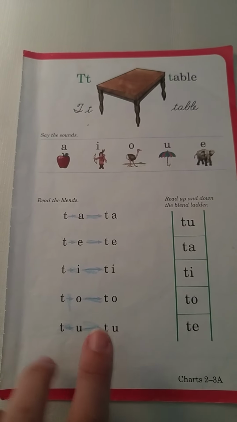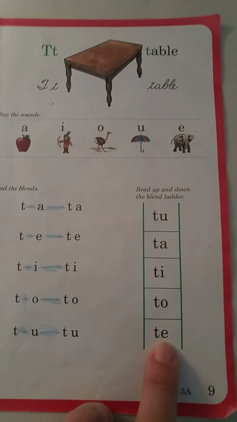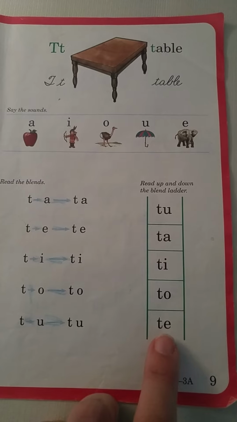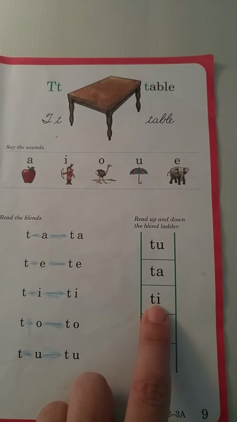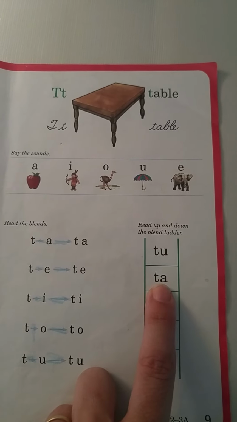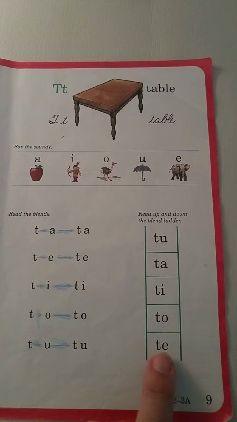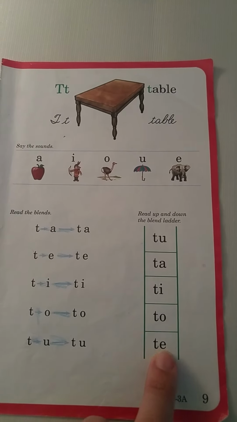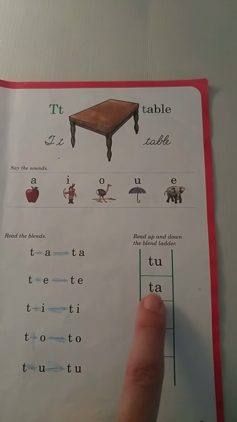Now we're going to walk up the ladder and say the blends. I'll say them first, and then you say them with me. Te, ta, ti, ta, ta. Okay, now you say them with me. Te, ta, ti, ta, ta. Very good. Now let's do the B.